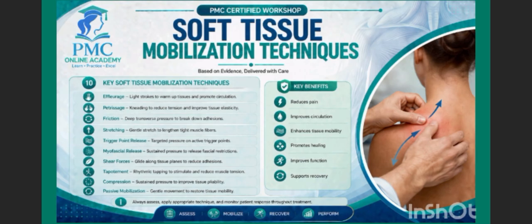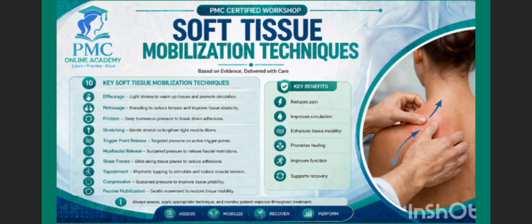Now let's move on to some advanced soft tissue mobilization techniques. So far we have discussed the basic techniques, that is Effleurage and Petrissage. These are excellent for preparing the tissues. However, in clinical practice, you will often see patients with chronic muscle tightness, tendon injuries, trigger points, or facial restrictions.